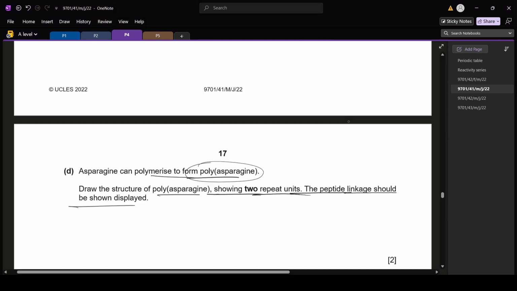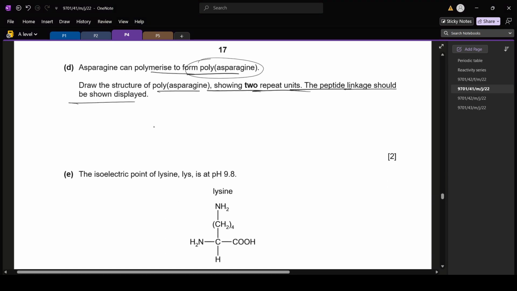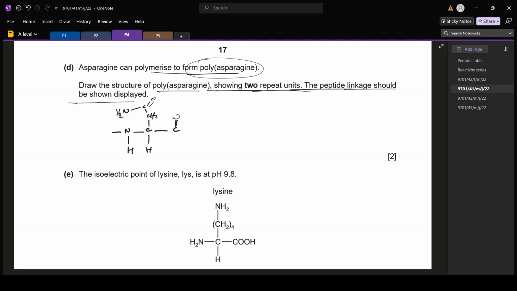Now you have to show the two repeat units. Okay, carbon, this will be this, like this group will be unchanged. Okay, so we have to keep this the same. Now this amine group will form an NH group and this will be your amide linkage, like this is your amide linkage, and then you will have a second monomer.